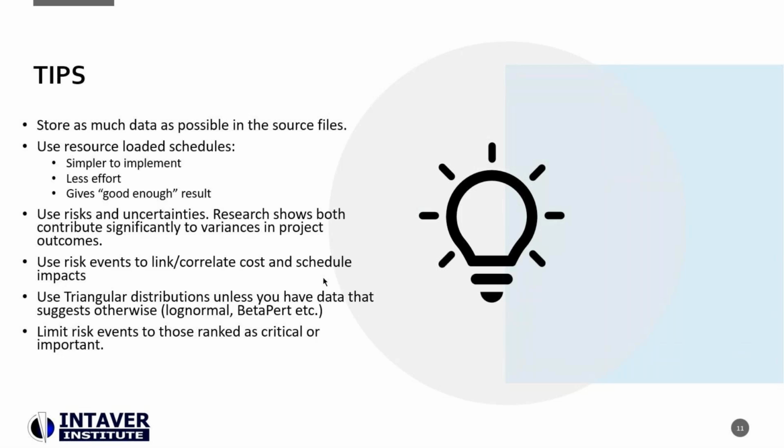So we don't really need to keep two sets of books other than the risk register. So if you can keep as much data in the source files as possible, it will probably lower the amount of work that you need to do.